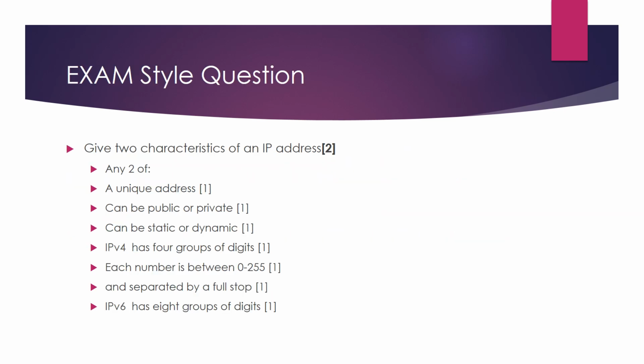In the exam, they can ask a question like this: give any two characteristics of an IP address. You should know that an IP address is a unique address. It can be public or private. It can be static or dynamic. IPv4 has 4 groups of digits, and each number is 0 to 255, separated by a full stop. IPv6 has 8 groups of digits, and they are separated by a colon.